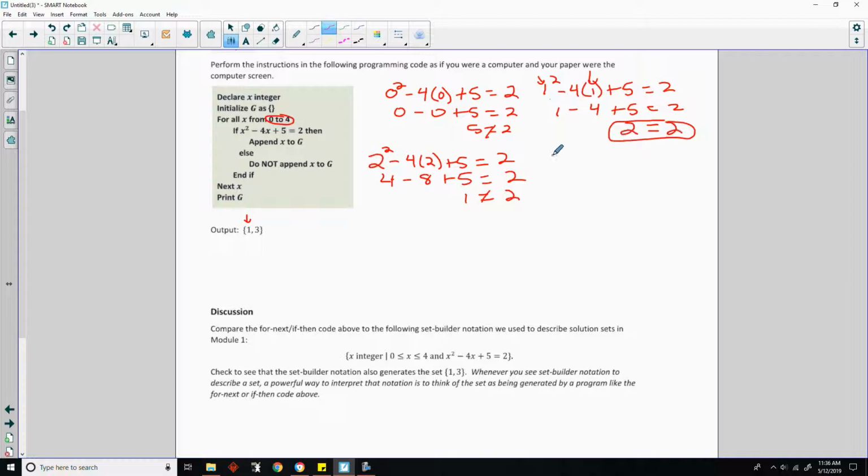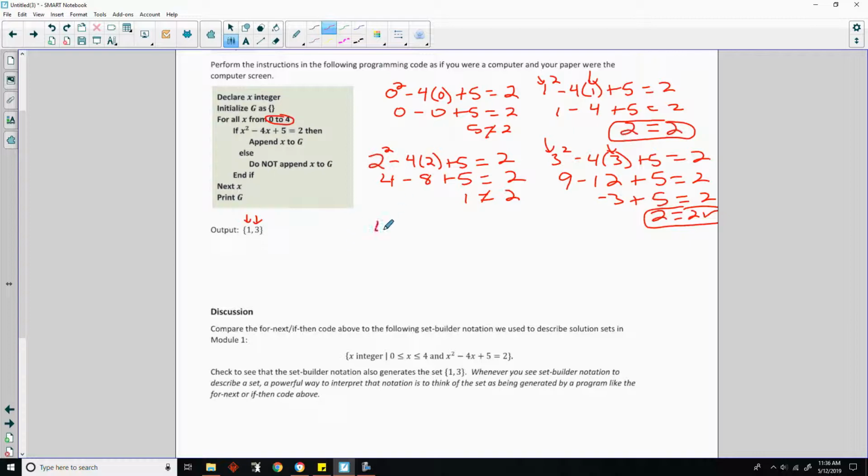Moving on to 3. 3 squared minus 4 times 3 plus 5 equals 2. 9 minus 12 plus 5 equals 2. 9 minus 12 is negative 3 plus 5 equals 2. Negative 3 plus 5 is 2. That is true. So that is a solution. So 3 was our input, and therefore it outputs what value made it true, 3.